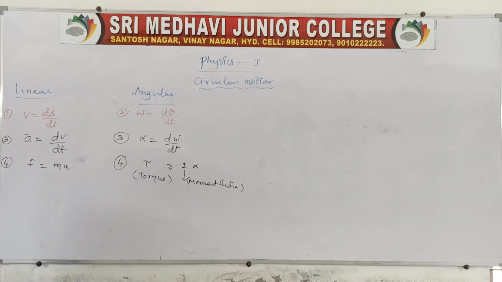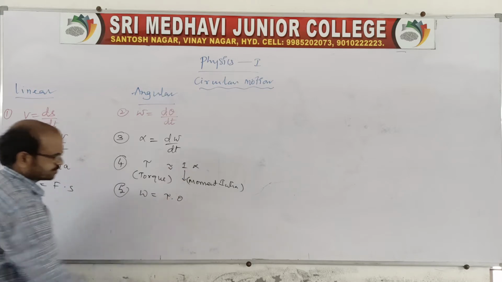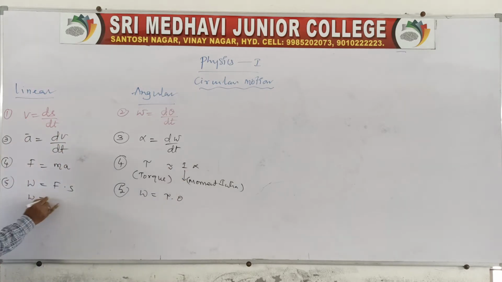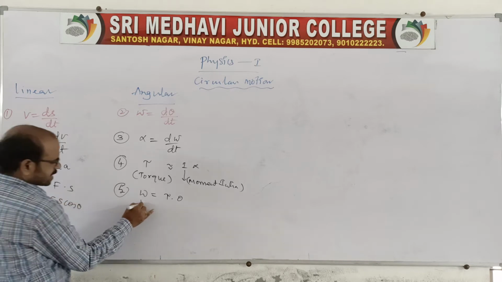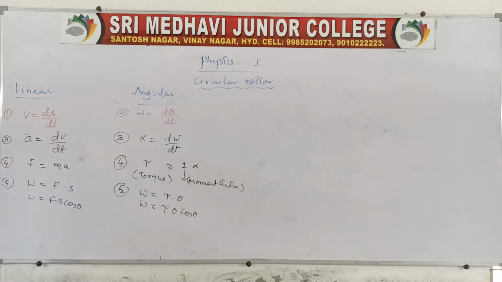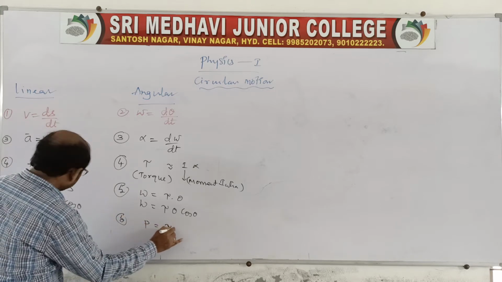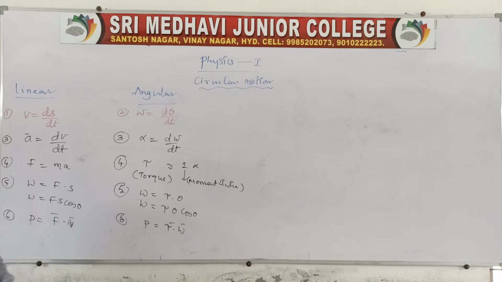You remember like this. Coming to the fifth one, work done, you know work done is nothing but F dot S, and here also work done is nothing but tau into theta, because we can also say work done is equal to Fs cos theta. Like this we have the comparisons. For the next one, power is equal to F dot V, right? And the angular one, power is equal to tau into omega. These are the comparisons related to linear and angular quantities.